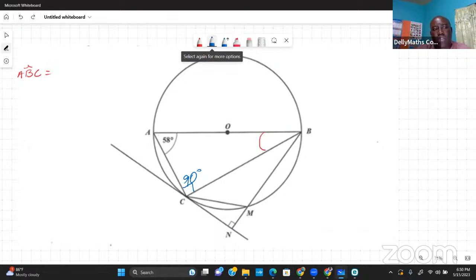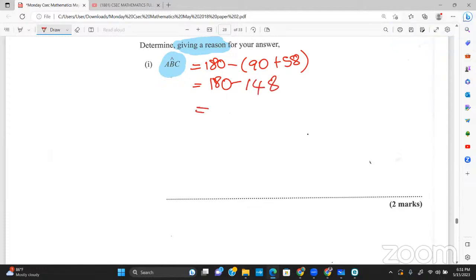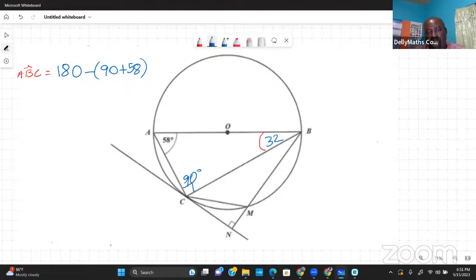So it's going to be equal to 180 degrees, which is the total sum for all the angles added in the triangle, and I want to subtract the 90 plus the 58. So it's 180 minus that 90 plus that 58. So we're talking about 180 minus 148, and this will give you 32 degrees. All right, very good. So this angle here is 32 degrees.